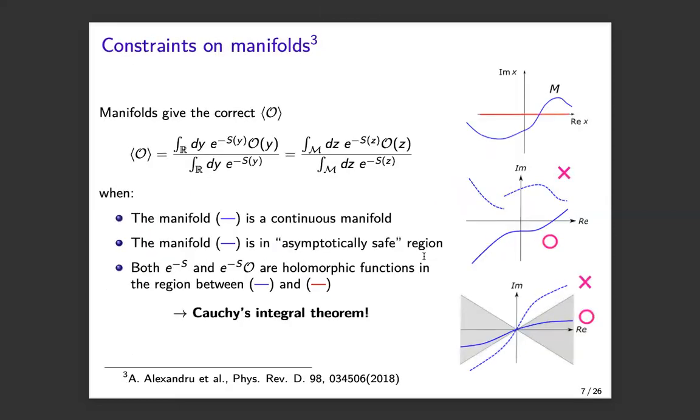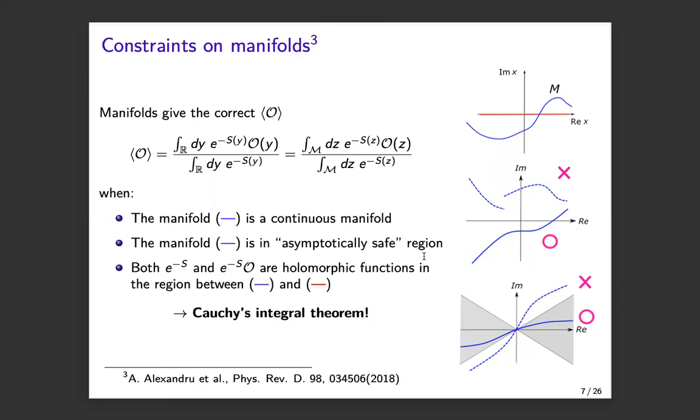So there are three conditions. Again, like I said in the previous slide, I changed the contour from the real axis to this contour in the complex plane. And I want to make sure that the expectation value that's correctly computed on this real axis is the same as that of the manifold, this contour. And the three conditions are, first, this new manifold has to be a continuous manifold. So I don't want to have any break in the middle.